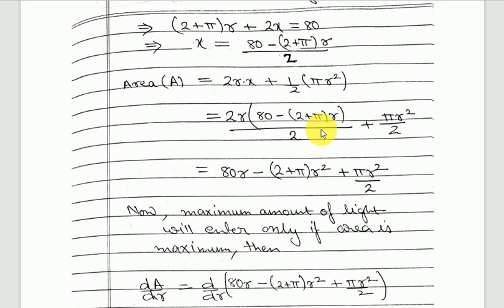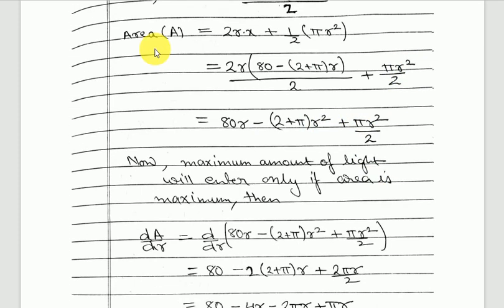Now simplify this. This 2 and this 2 will get cancelled. Now open the bracket, so you get 80r minus, in the bracket (2 plus pi) r, this r will multiply, so it will become 2r square plus pi r square upon 2. So here you see that we got the expression for area in terms of one variable.